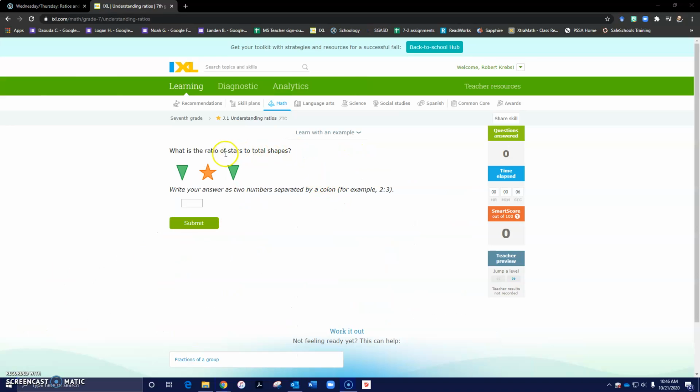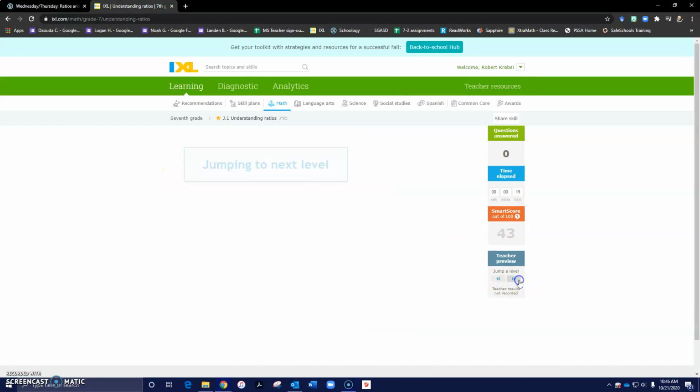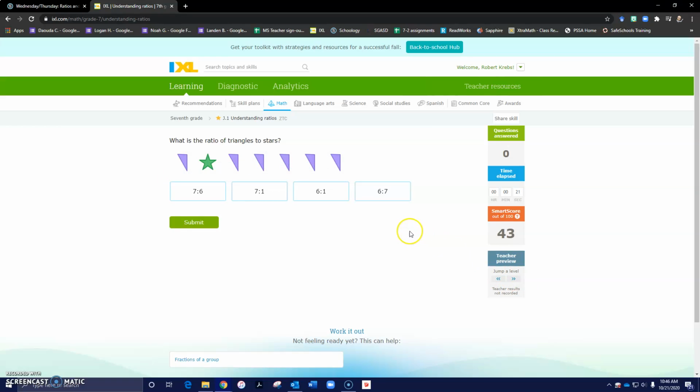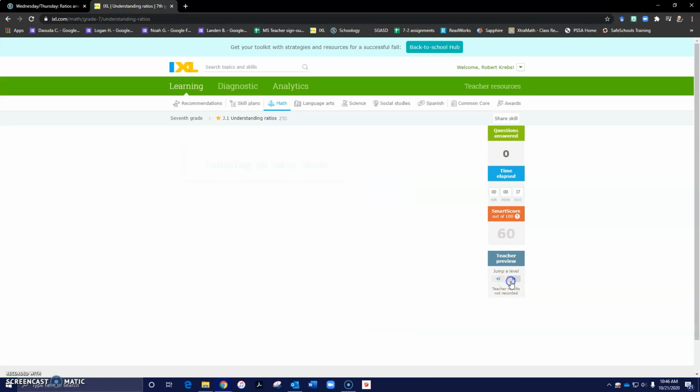The key part to this IXL is, again, just looking at the question and answering based on what it's asking you. For example, this is saying the ratio of stars to total shapes. So don't just do stars to triangles. We're asking for the total number of shapes. You will also sometimes be given a choice. Again, look at the question carefully. It's asking you the ratio of triangles to stars now. So look at the total number of triangles and the total number of stars, and make sure you're putting that in the correct order.